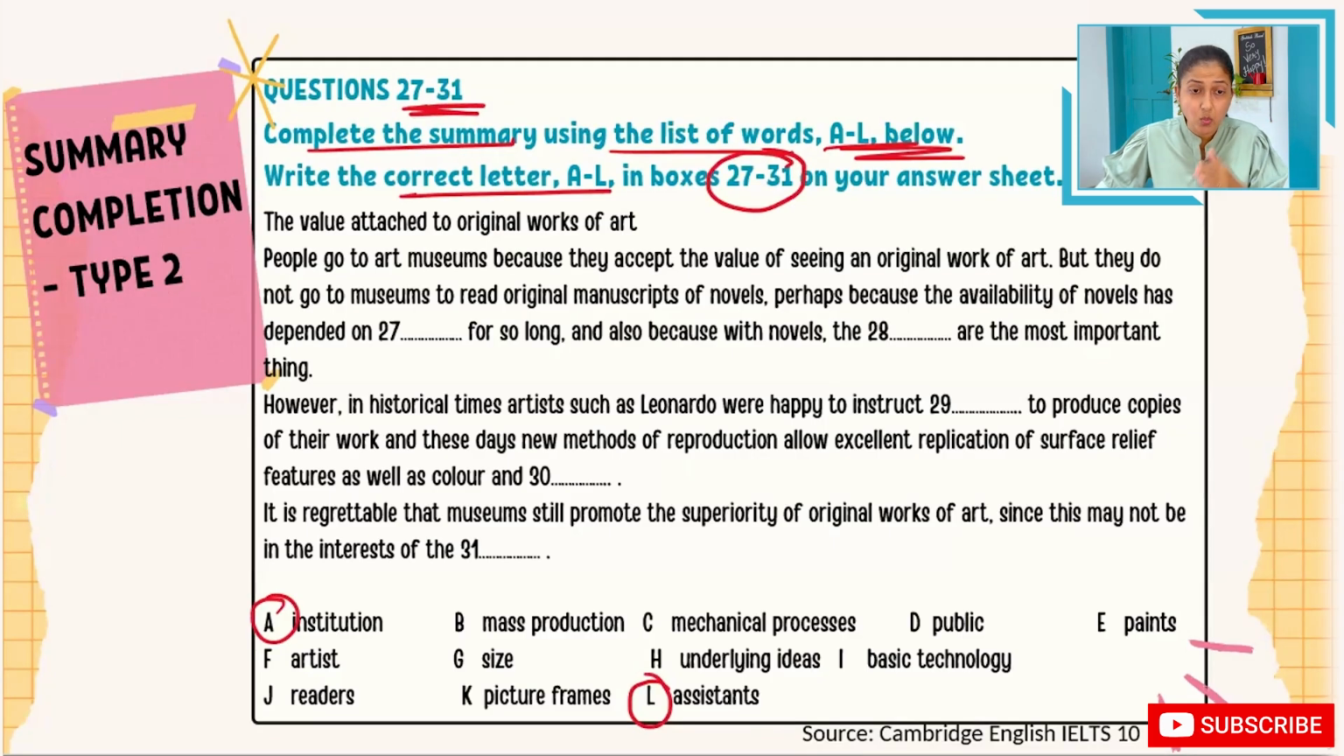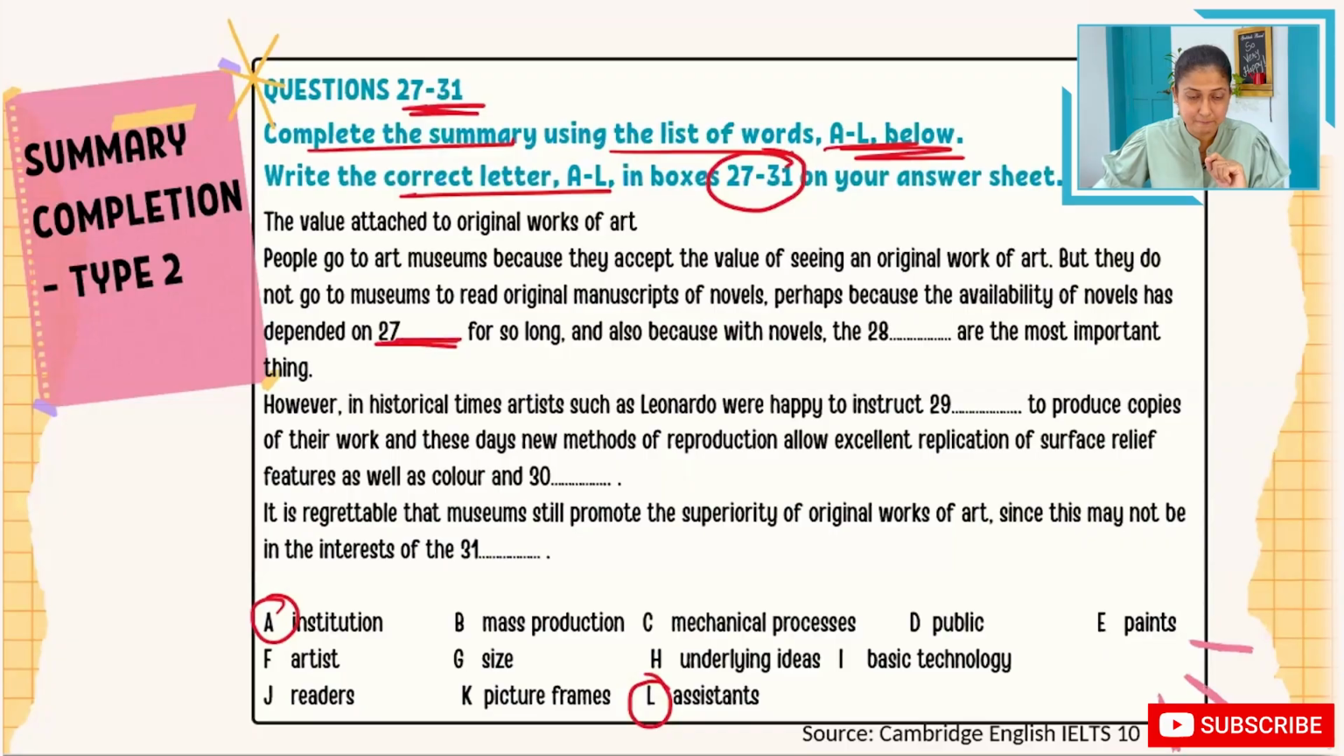In this case, what am I supposed to do? Let's say your question is 27. So you will first have to find the correct answer in the passage, and based on what is there in the passage, you have to find the synonym of that in the given list. And this synonym will be your answer for question 27 in this case. Are you understanding?